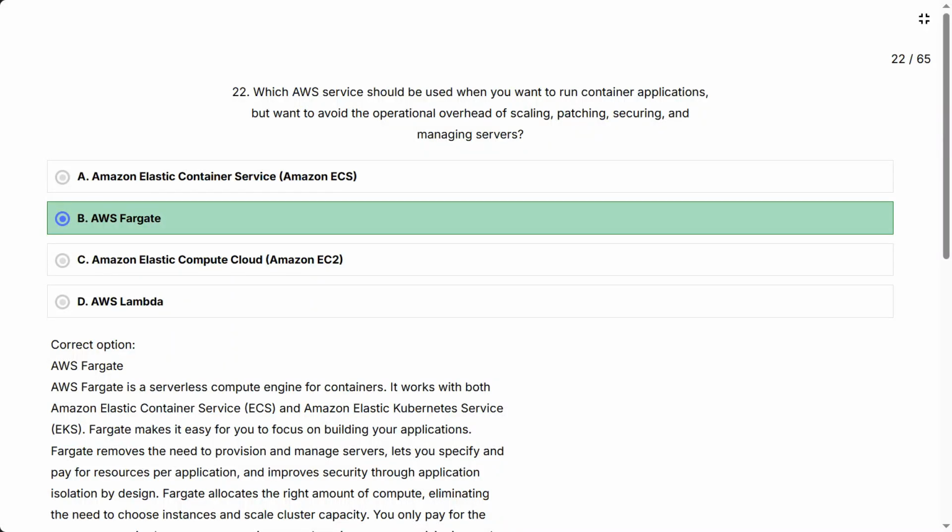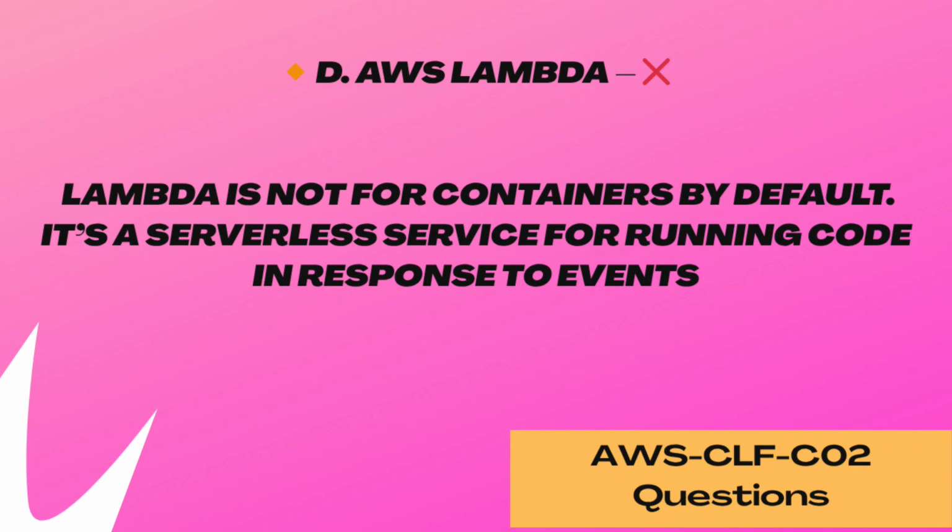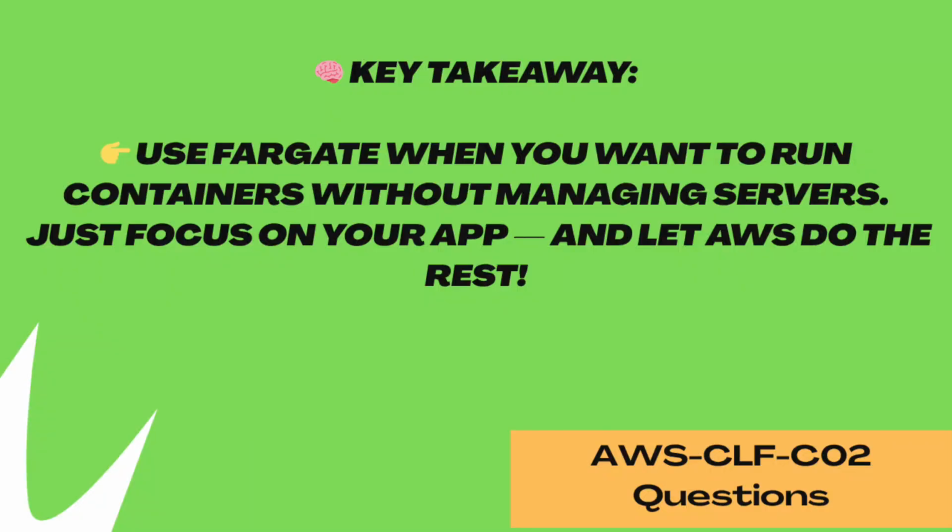Then the last option we have AWS Lambda. Lambda is not for containers by default. It's a serverless service for running code in response to events. While Lambda now supports container images, it's not ideal for full container based apps that require orchestration. So friends, the key takeaway for this question is to use Fargate when you want to run containers without managing servers. Just focus on your app and let AWS do the rest.